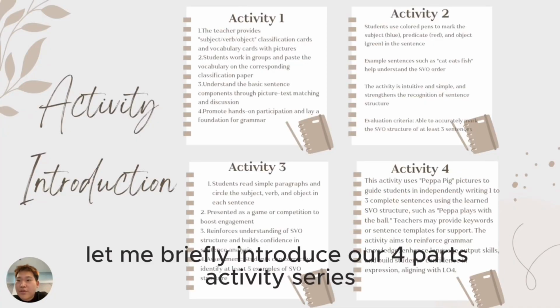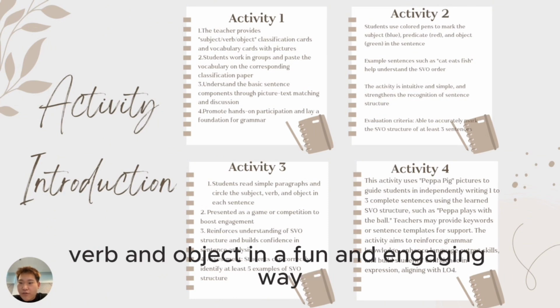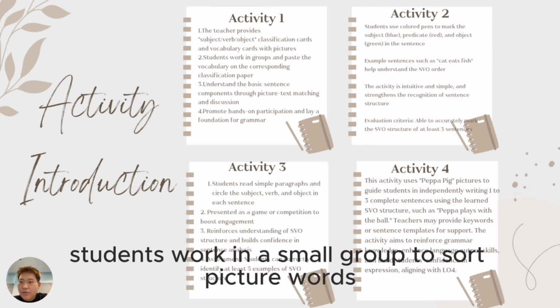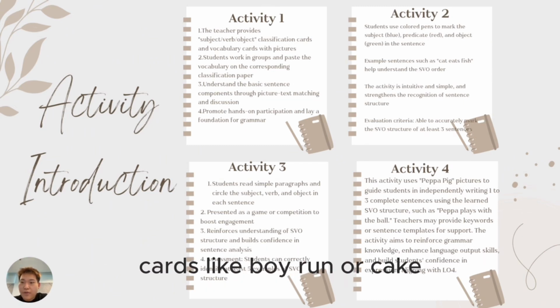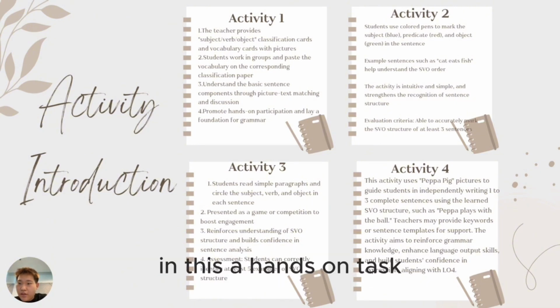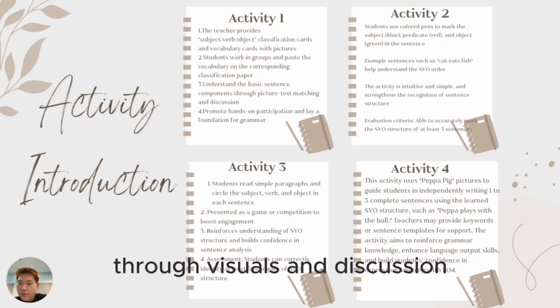Okay, let me briefly introduce our four-part activity series designed to help first graders understand the basic sentence structure, subject, verb, and object, in a fun and engaging way. Activity 1, words of team. Students work in a small group to sort picture word cards like boy, run, or kick, and understand subject, verb, and objects. This hands-on task helps them build an intuitive sense of how words function in a sentence through play and discussion.